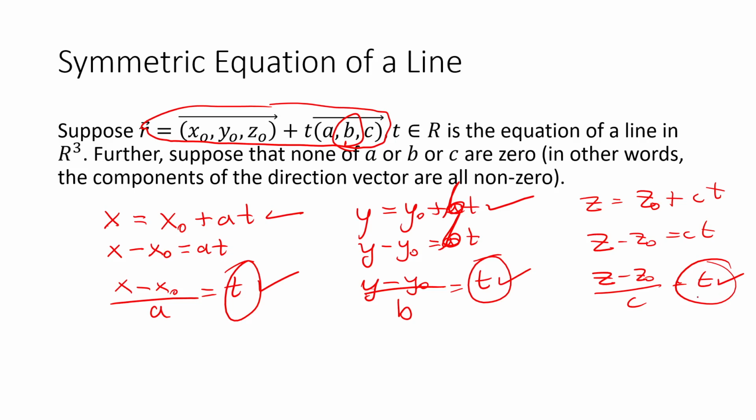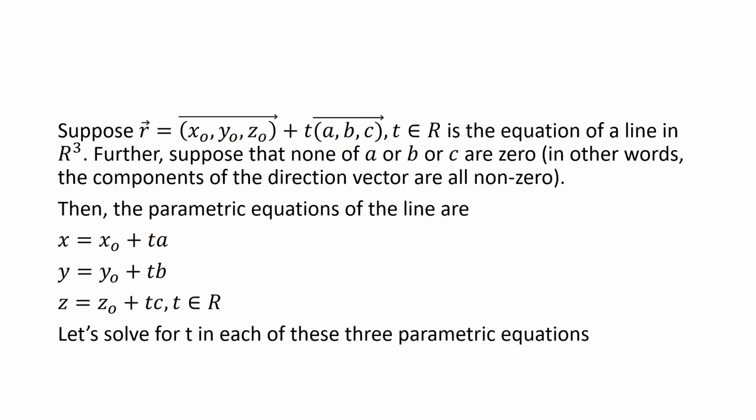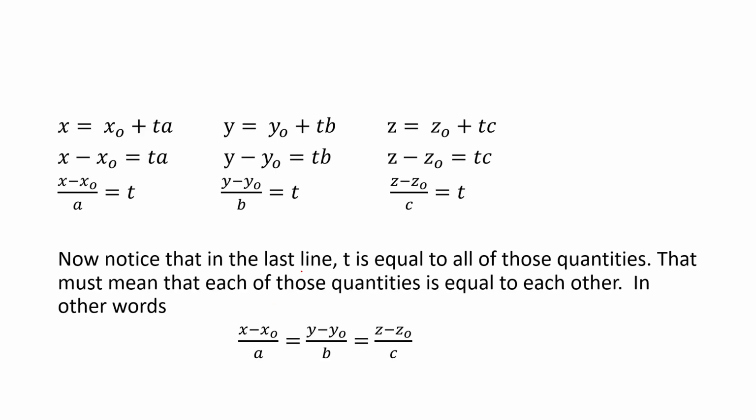So all those t values are equal to each other, which means this x minus x naught over a must be equal to that y minus y naught over b, which must be equal to that z minus z naught over c. And that philosophy forms the basis for our symmetric equation of a line. So here we go, we'll show it typed out. x is x naught plus ta, y is y naught plus tb, z is z naught plus tc. We do the work we just did a minute ago. You can maybe freeze the screen if you want to see it.